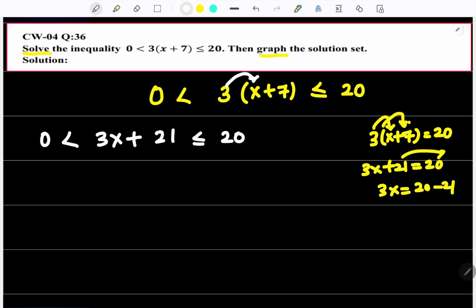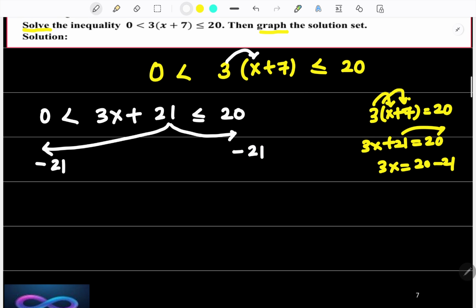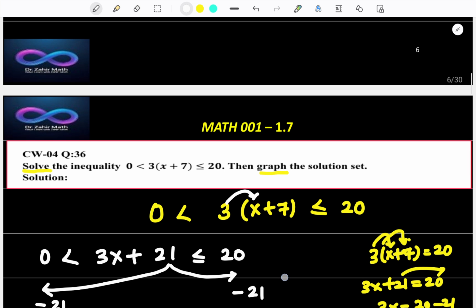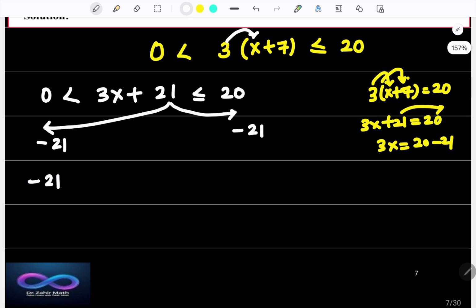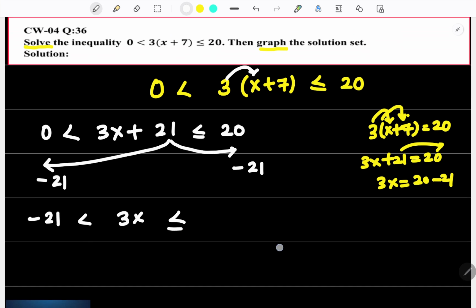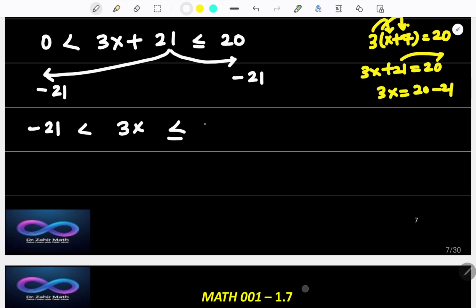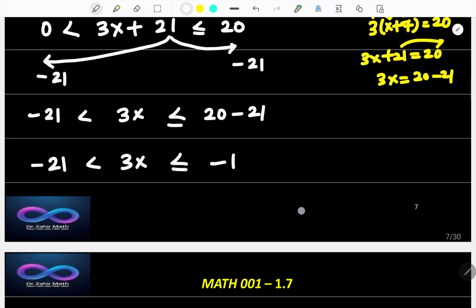Right. Now we are moving this 21. When you move this 21 to this side, you have to move it on this side too. It is plus 21, so it will go minus 21 here, and minus 21 here, right? So what happens? 3 times x plus 7, right? So this is 0 minus 21, which is minus 21, less than 3x, less than or equal to. Let me check, yes, less than or equal to 20 minus 21, which is minus 1. Clear? Right.